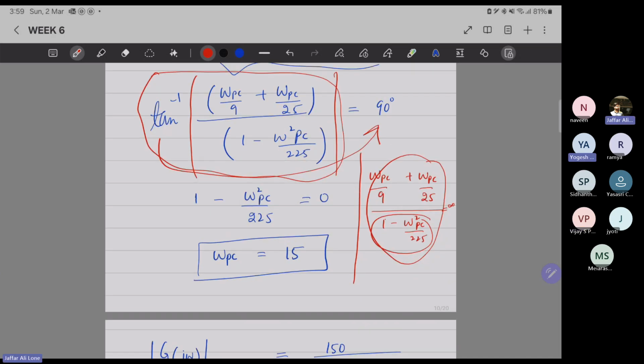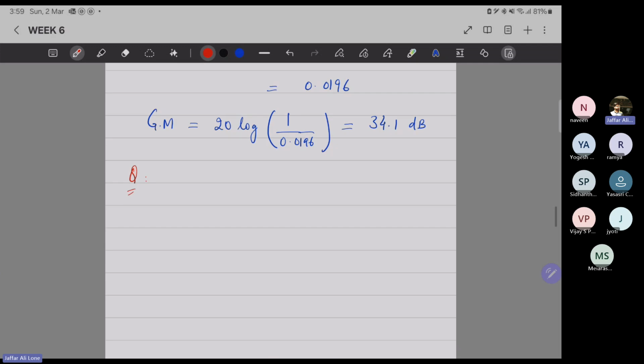Okay. So now this is a very important and conceptual question. I'm writing it. The open loop, 20 log of 1 upon magnitude is equal to gain margin. It's 1 over magnitude, then I am writing it in decibels. That's why I have written 20 log. So this 1 over magnitude is actually the gain margin value, absolute value. Then in decibels, you're finding this.